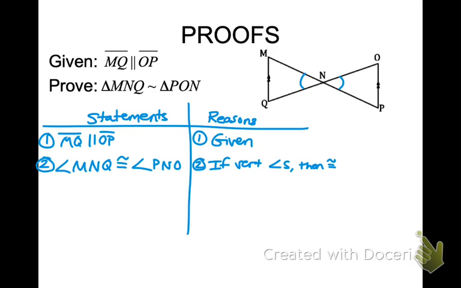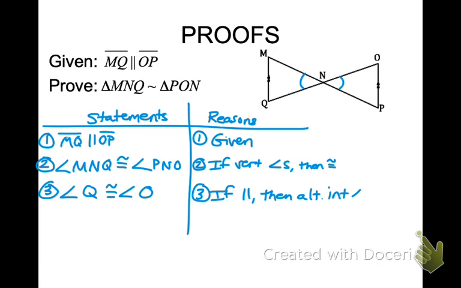Now you got an option. Do you want to do M and P, or do you want to do Q and O? You want to do Q and O? All right. Can I use just one letter? Can I just say angle Q? Is that okay? Yes, it is. Can I say just angle O? Yeah, so Q is congruent to O. If parallel, then alternate interior angles congruent.